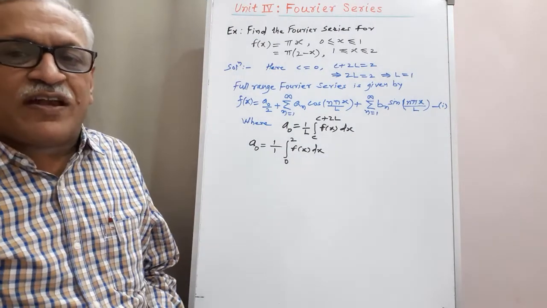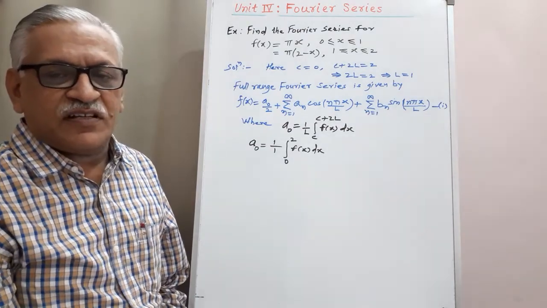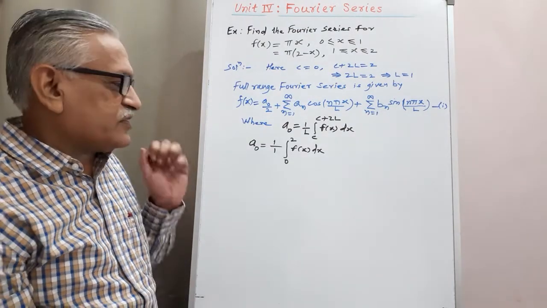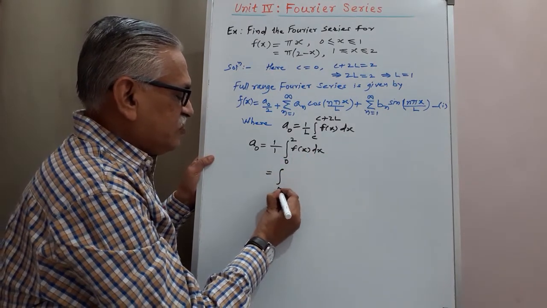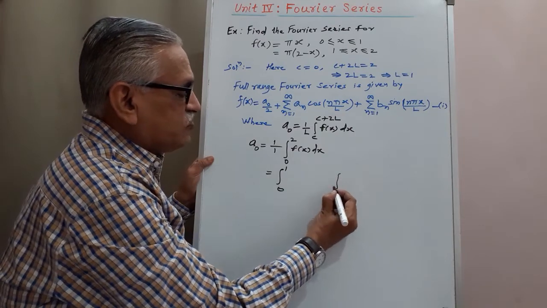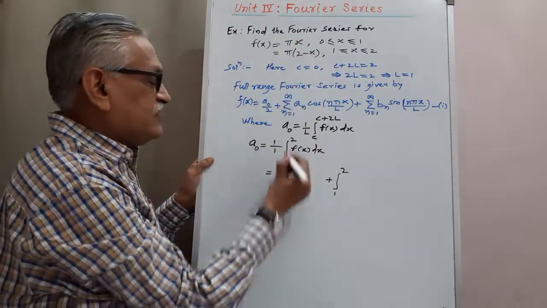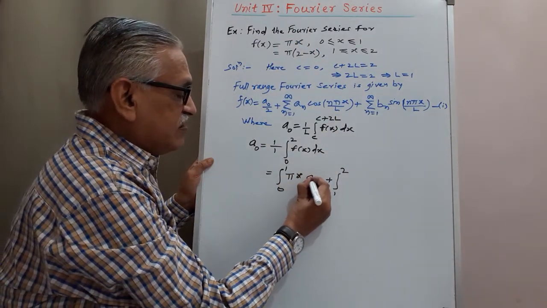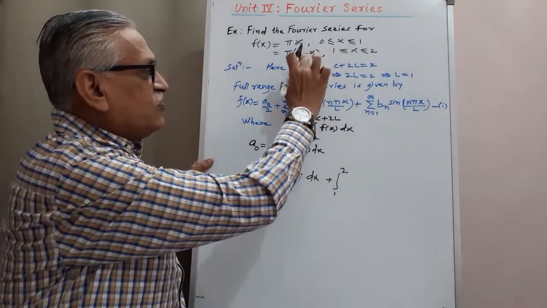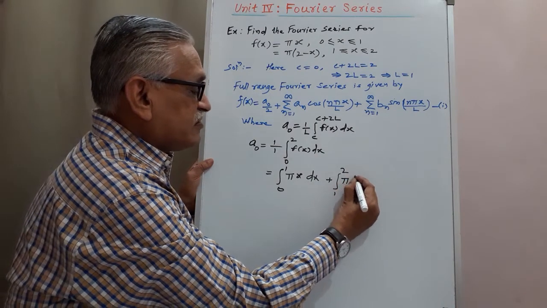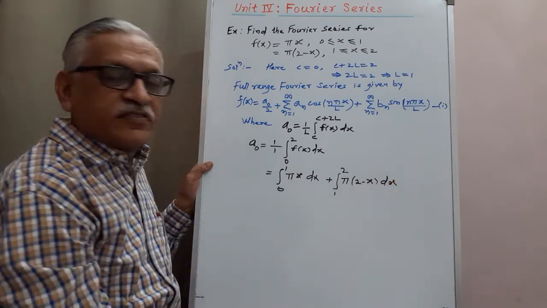That function is having two values, pi times x and pi times (2 minus x). Therefore, that function is a piecewise continuous function. Splitting this integral as 0 to 1 and 1 to 2. Between 0 to 1, the value of the function is pi into x, therefore its integration with respect to x. The second value is pi into (2 minus x), and its integration with respect to x.